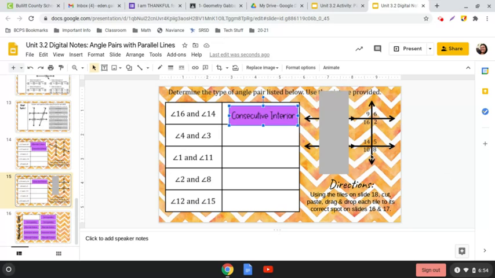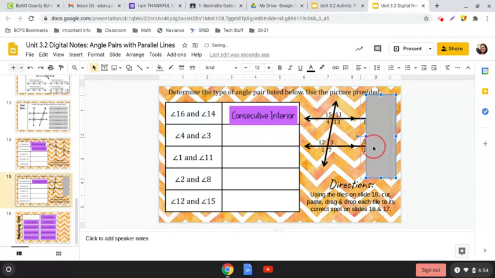4 and 3. Well, on this transversal, there aren't any angles 4 and 3. So that tells me that I need to come over here to this transversal. And here we go. We have angle 4 and angle 3. So our first step is going to be to determine, are they inside or outside of the parallel lines? And we have our parallel line right here. And we have our parallel line right here. And I can see that 4 and 3 are both inside of the parallel lines.